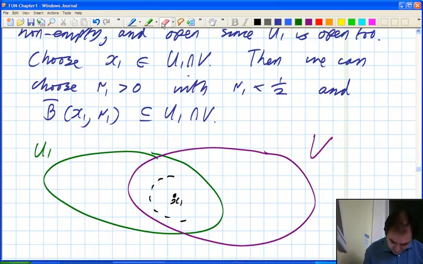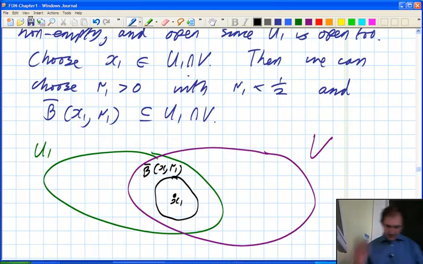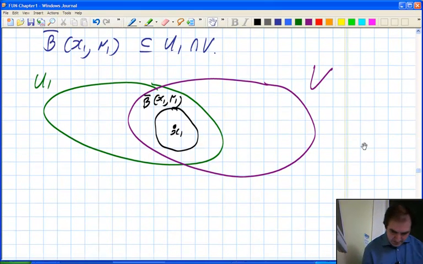Oh, actually, no, I'm sorry. What am I doing? I want the closed ball to be in there. So your closed ball, centred on x1, radius R1, I miswrote that. Closed ball, centred on x1, radius R1 is contained in that intersection. Okay, so that's got us started.